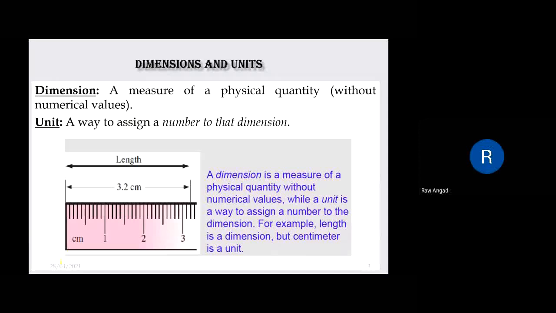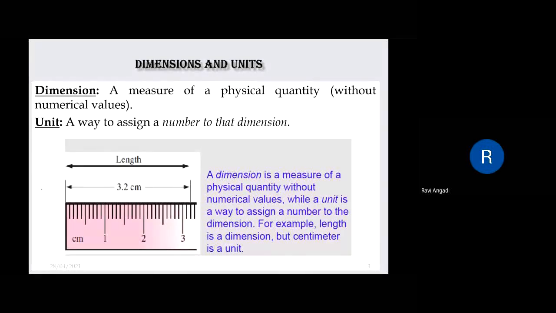Okay. Now, let us understand what a dimension is. As I told yesterday, to write the dimensions of any physical quantity, you have to remember two things. Can anyone tell what the two things are? Formula and units. Yes, formula and its units. To write the dimensions of any physical quantity, you have to know its formula or its definition.